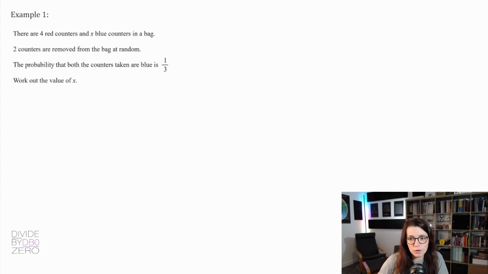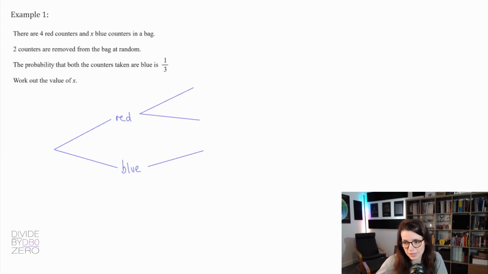So the question involves probability, which is a clue that we can use a probability tree diagram. I would start by writing down what the options are. So we've got red counters and blue counters, and we're taking 2 counters out of the bag, so we're going to need 2 sets of branches. Now we're told that there are 4 red counters and X blue counters. This is where the algebra comes into it. It means in total, we've got 4 plus X counters in the bag.